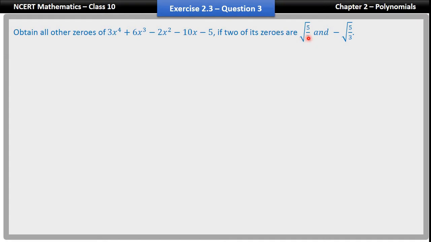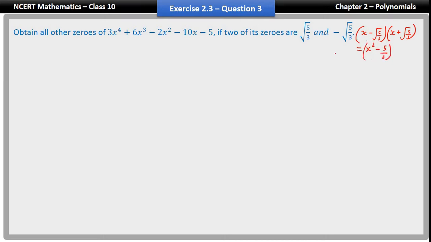See here, root 5 by 3 is a 0. That means x minus root 5 by 3 is a factor, right? If root 5 by 3 is a 0, then x minus root 5 by 3 is a factor of that polynomial. Similarly, if minus root 5 by 3 is a 0, then x plus root 5 by 3 is a factor. So if x minus root 5 by 3 and x plus root 5 by 3 are factors of this polynomial, then the product is also a factor. Therefore, if you multiply this, you get x square minus 5 by 3.